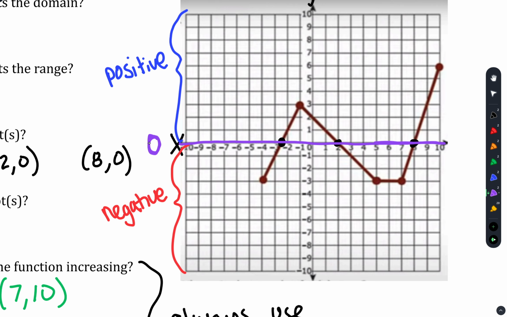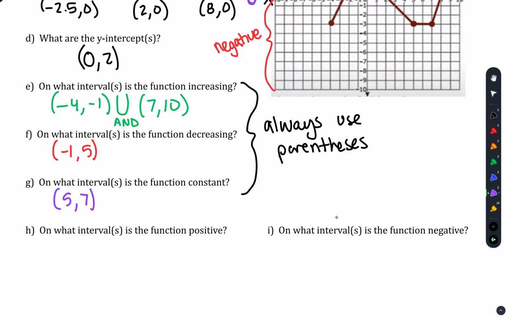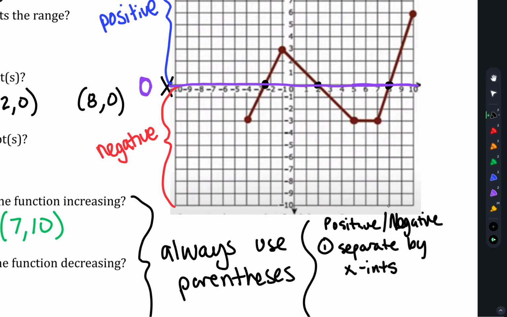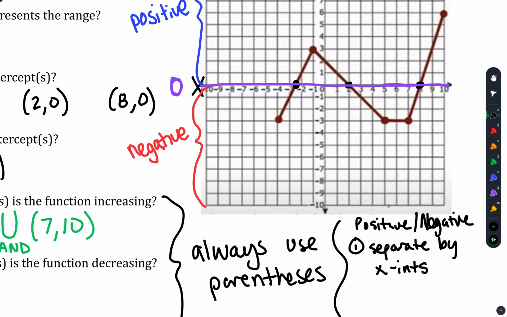Okay, so here's what we're going to do. I'm going to use this extra space down here to help me with my positive, negative area. The first thing that we're going to do is separate by the x-intercepts. So I'm going to take a look at my graph here. Every single place that there is an x-intercept in this graph, I'm going to draw a section. So there's an x-intercept there. Here's an x-intercept right here. Here's another one right here.